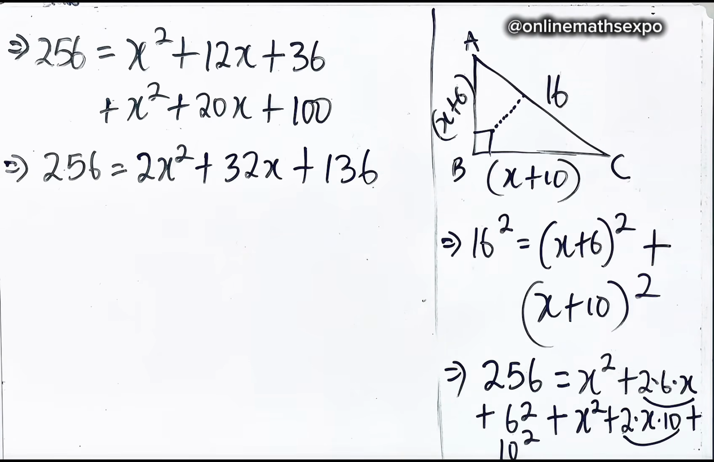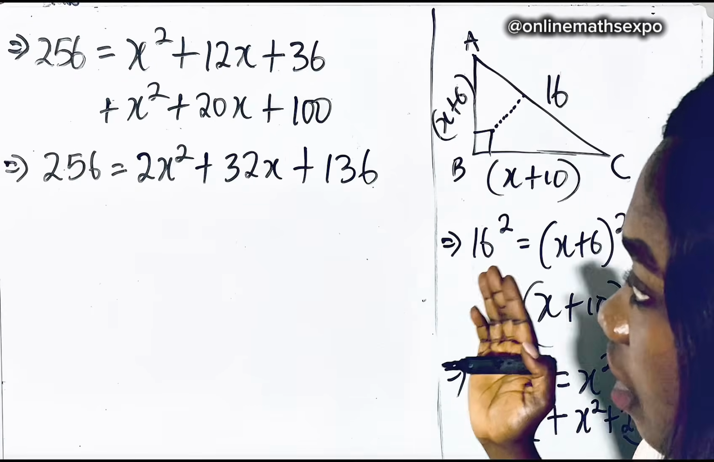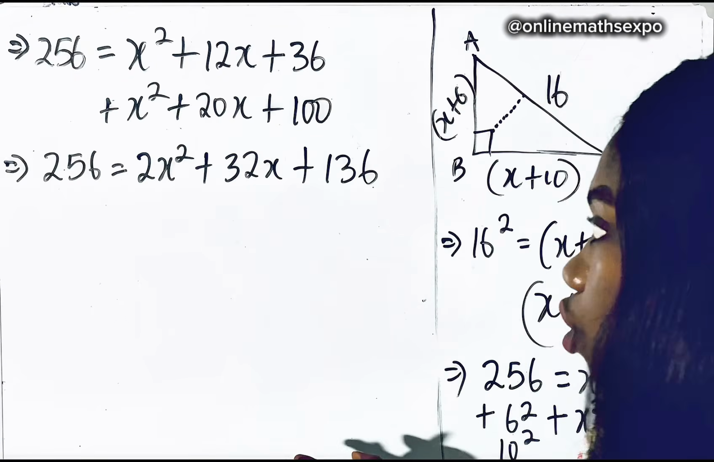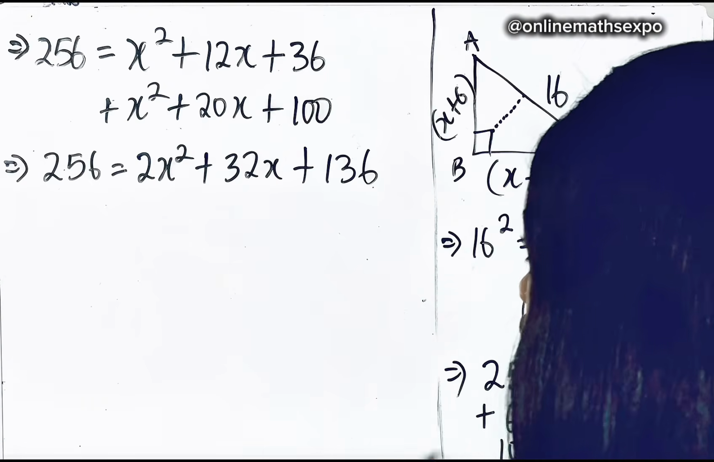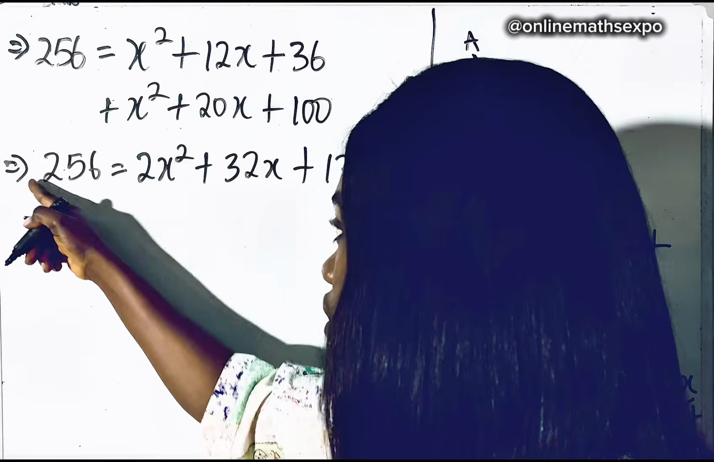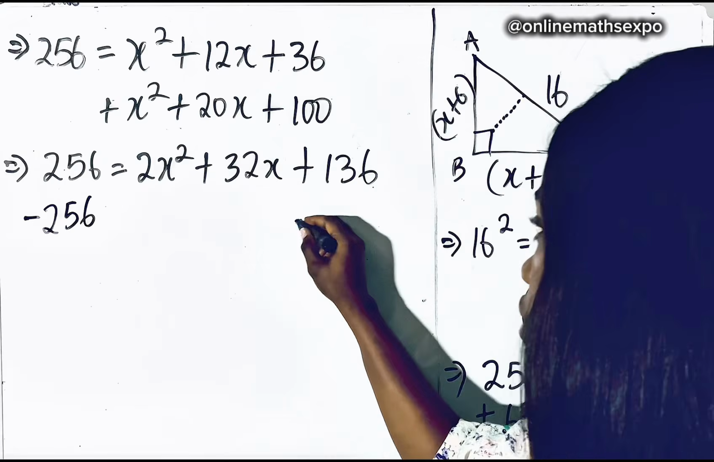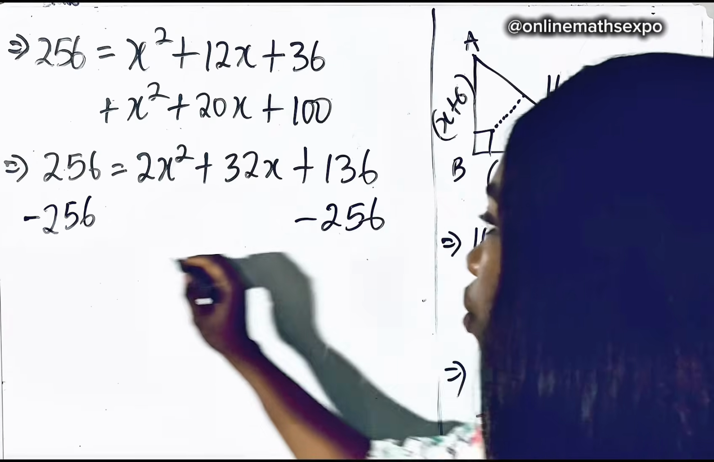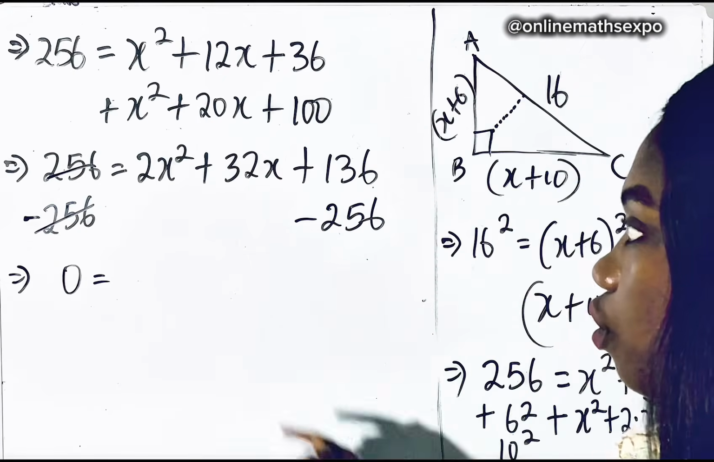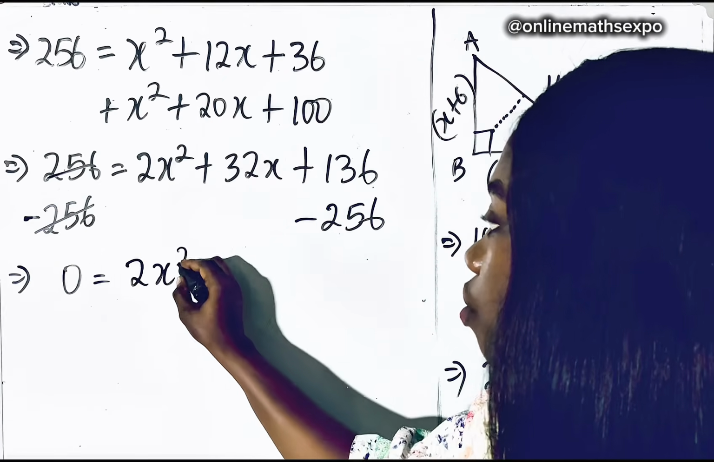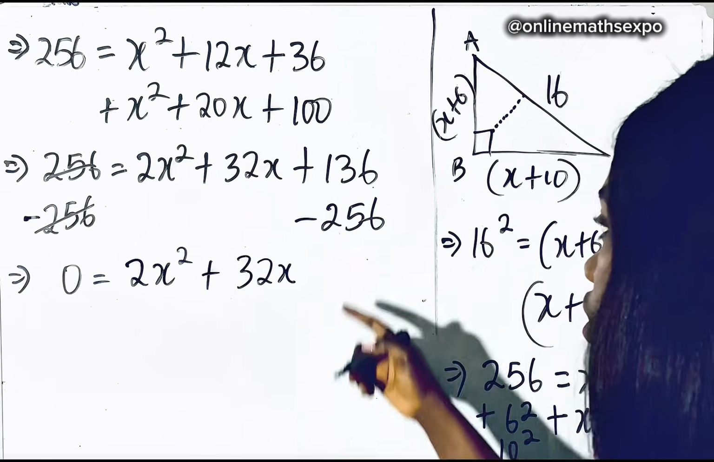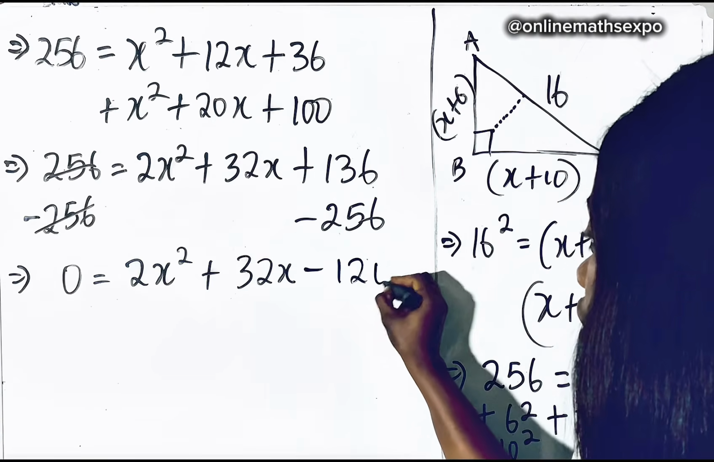So what should we do? You observe that this is leading you to a quadratic because the highest power of x is 2. So let's simplify for easy solving. Let's take this to the right side. You are going to subtract since it's positive. So you subtract from both sides. And when you do that, this is 0 is equal to 2x squared plus 32x. Subtract this, it gives us negative 120.